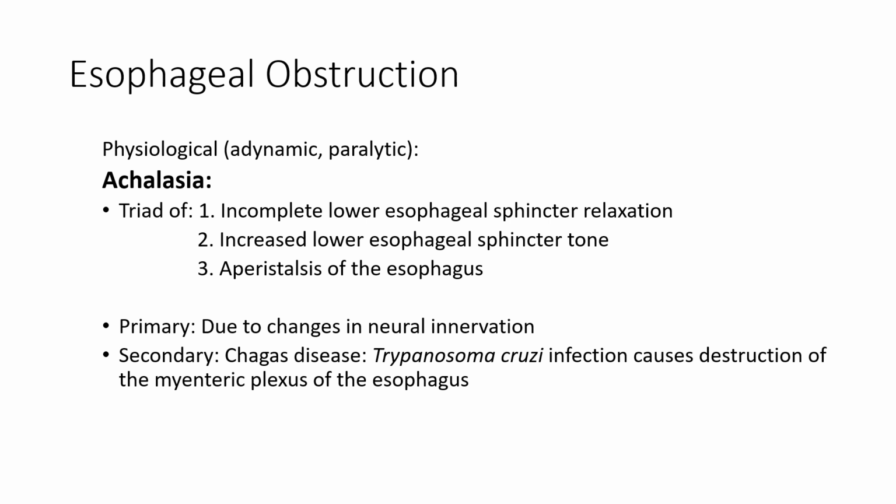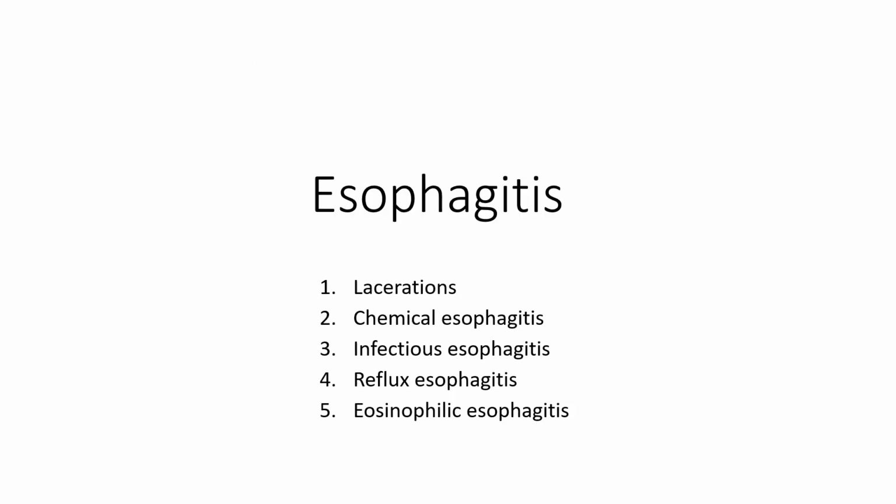Primary causes are due to changes in neural innervation of the esophagus, whereas secondary causes include Trypanosoma cruzi infection, which destroys the myenteric plexus of the esophagus, leading to Chagas disease.